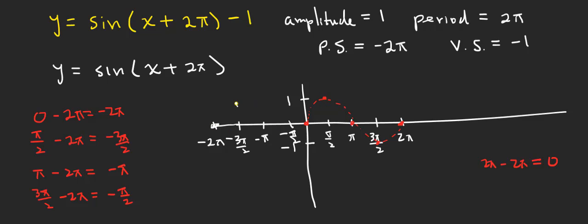So this point will end up over here. And that point will end up over here. This point will end up over here. This point will end up over here. And that point will end up over here. So this will be sine of x plus 2 pi after phase shift. Now, everything's going to move down 1 because the vertical shift is negative 1. So the midline will become y equals negative 1.